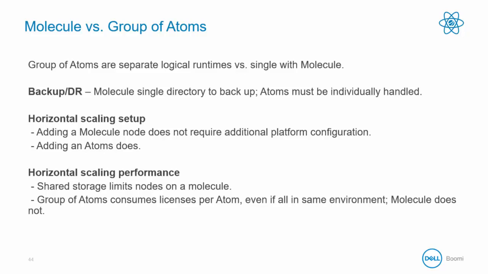Horizontal scaling requires some thought too. For a molecule, you must consider that at some point adding more nodes within a single molecule doesn't make sense because of contention to shared storage on that machine. For the group of atoms, you must consider that each new atom consumes licenses, even if they're all in the same environment, whereas adding a node to a molecule does not consume more licenses.